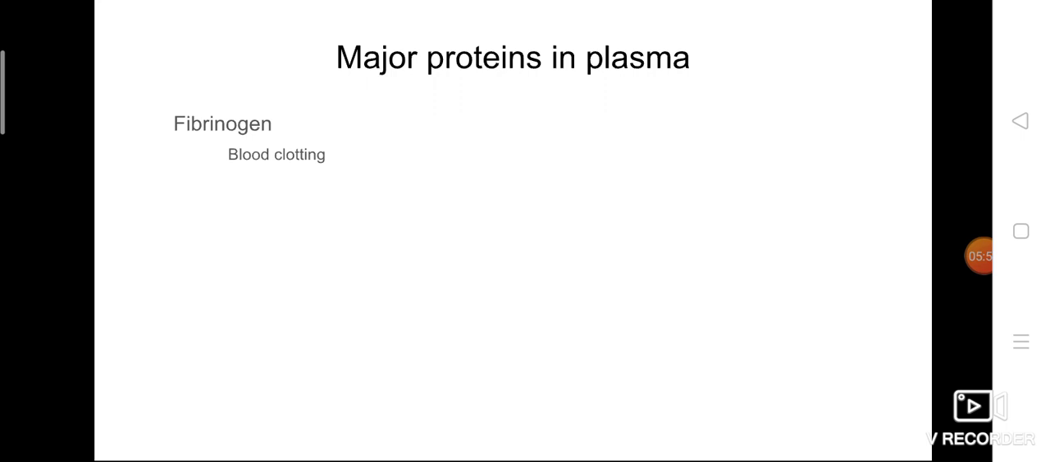And what do you mean by clotting? If we have any cut or wound, what happens? The blood will come out, isn't it? After some time, it will stop. It stops as it is. If we didn't do anything also, it will stop usually, isn't it?